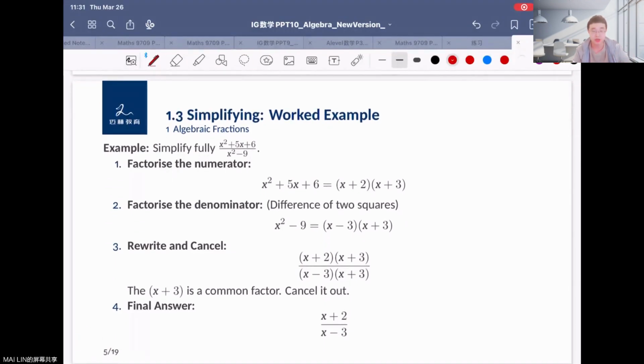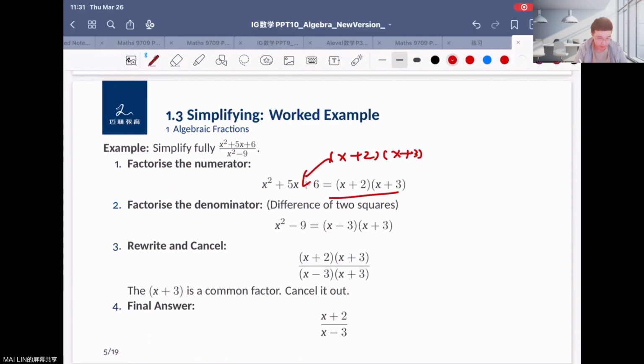Okay. So for example, here we have an example: simplify fully the expression x squared plus 5x plus 6 over x squared minus 9, right? You can find the numerator is x squared plus 5x plus 6, right? So now we can find the factors of 6. 6 equals 1 times 6, and also 6 equals 2 times 3, right? So here we can write that as x plus 2 times x plus 3, right? This is a way of factorizing, okay? Because 2x plus 3x gives a total of 5x, right?